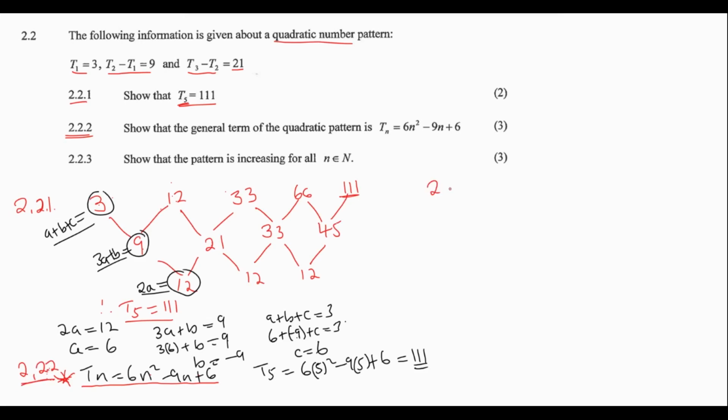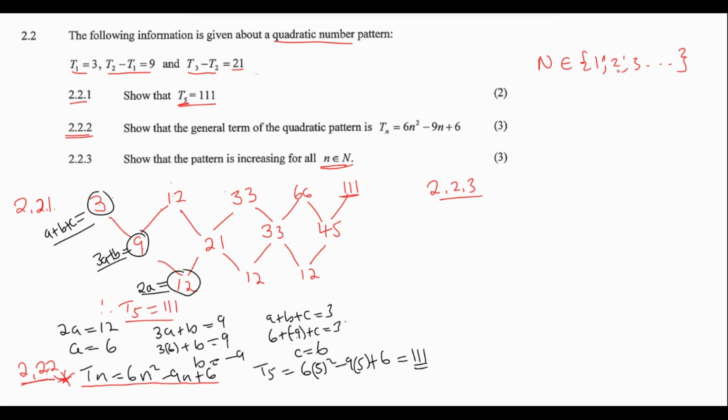Okay, 2.2.3. Right, show that the pattern is increasing for all n element of natural numbers. What are natural numbers? Natural numbers are the numbers that start from 1. Natural numbers start from 1, 2, 3, they go on like that. Remember, whole numbers start from 0. Natural numbers start from 1.